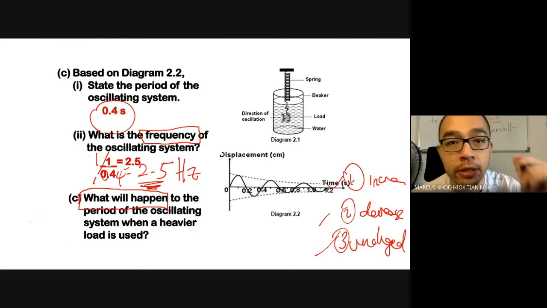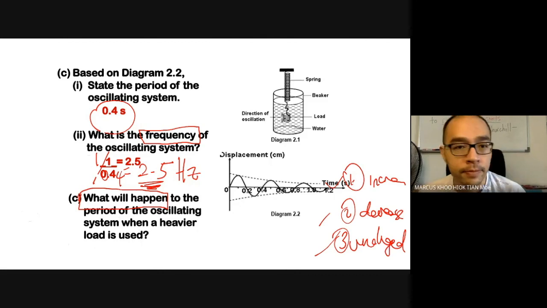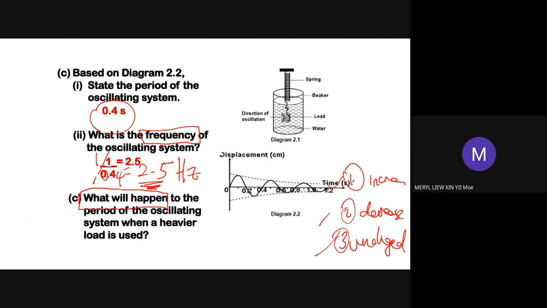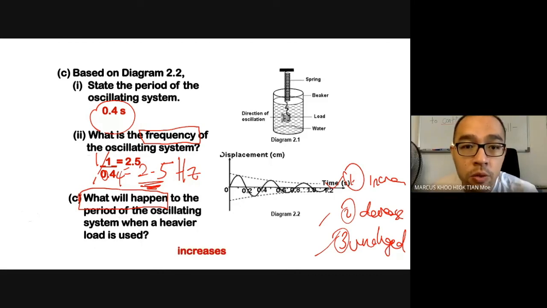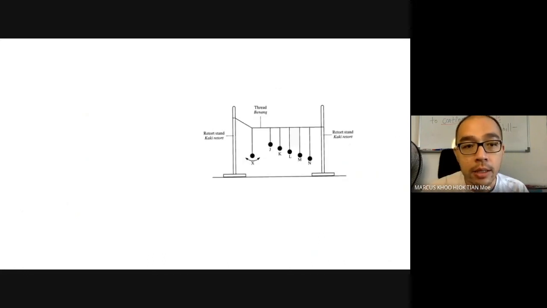What will happen to the period if the heavier load is used? Who's next? Meryl. Increases. Okay, the period will increase. The time for one complete oscillation will become longer, which is increasing. Okay, all right.